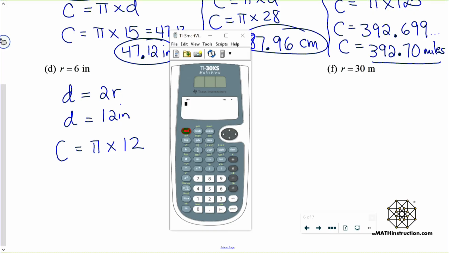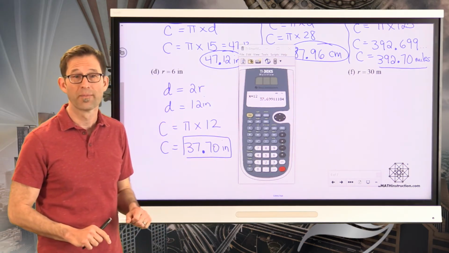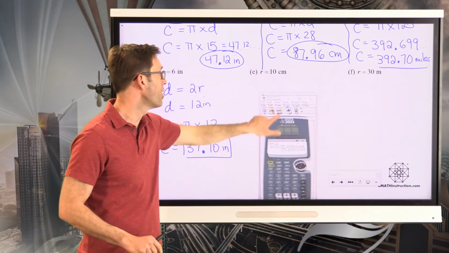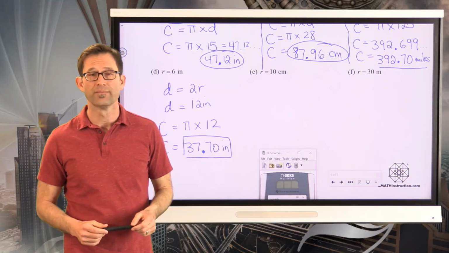Okay, I'll do pi times 12, and my circumference, again, this is another one of those weird ones, 37.70 inches. In fact, it's rounded very similar to the one right before. All right, pause the video now and come up with the circumferences for these 2 circles where the radii are given.